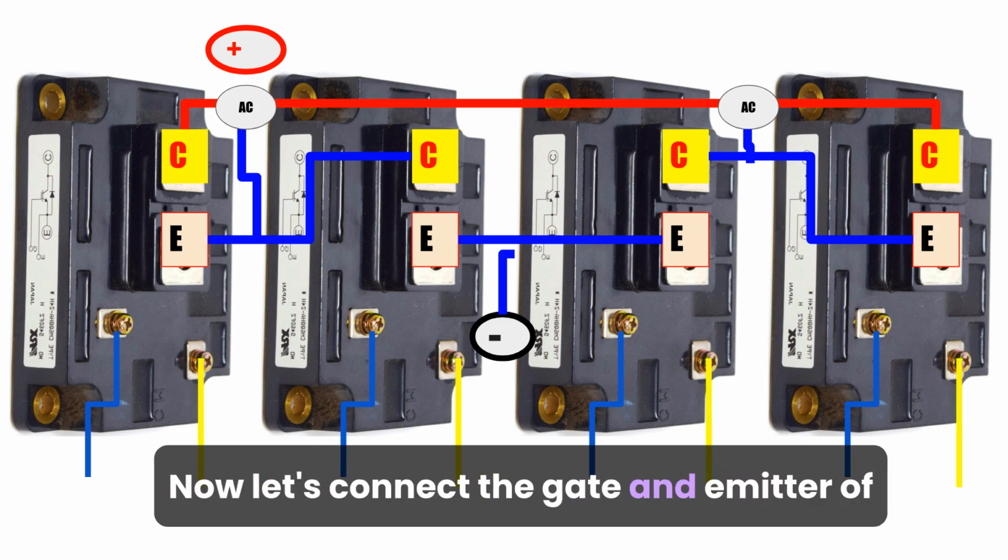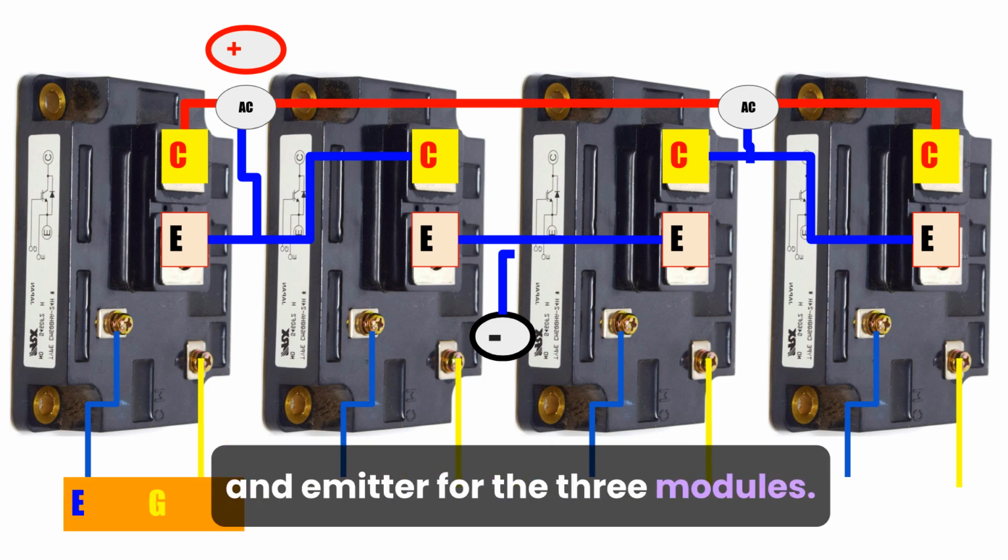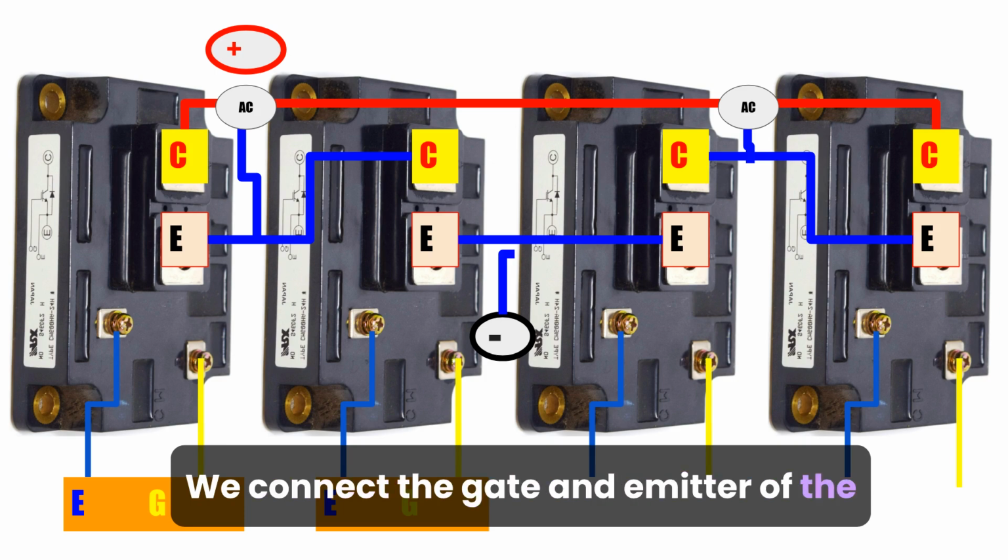Now let's connect the gate and emitter of the second module. This shows the connection of the gate and emitter for the 3 modules. We connect the gate and emitter of the third module.